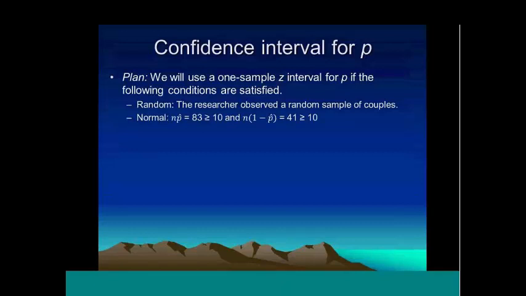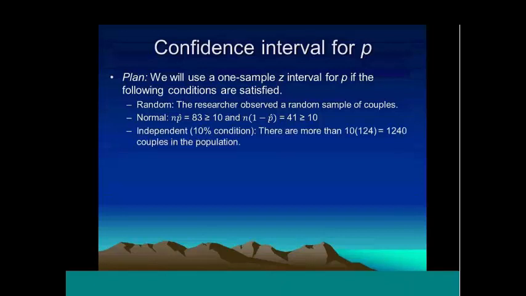To check the normal condition, we don't know the true value of the population proportion, so we use the sample proportion instead. And you'll notice that n times p hat is really just the number of couples that kissed while tilting to the right, so that was 83. And n times 1 minus p hat is the number of couples that didn't kiss tilting to the right, but tilted the other way, so that's 41. And the 10% condition here, we're sampling without replacement, so we hope that there are at least 1,240 couples out there in the population. Since our conditions are met, we're able to proceed to calculations.